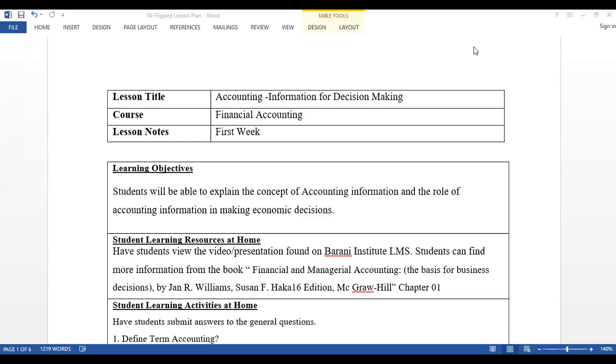Our lesson, students, is the first lesson, first week lesson of Financial Accounting. As we discussed in the last flip technology, first of all we will define the learning objectives.